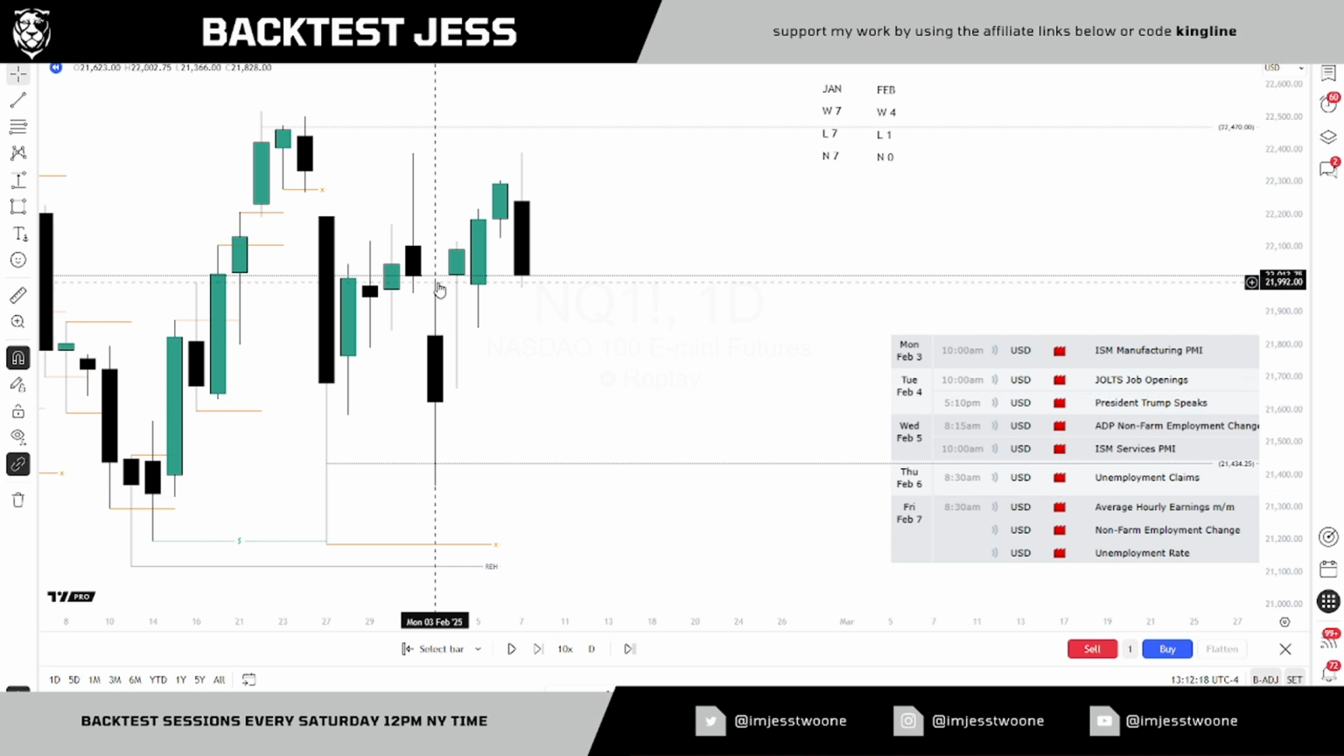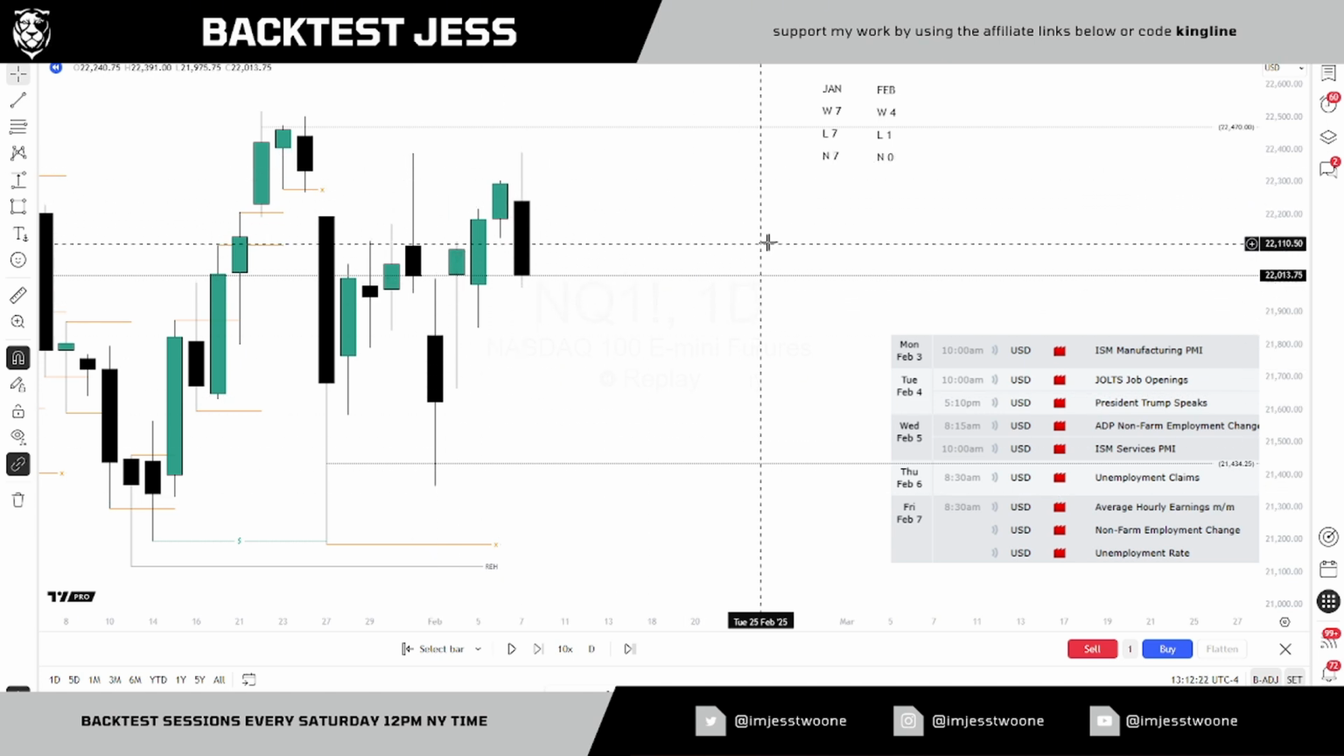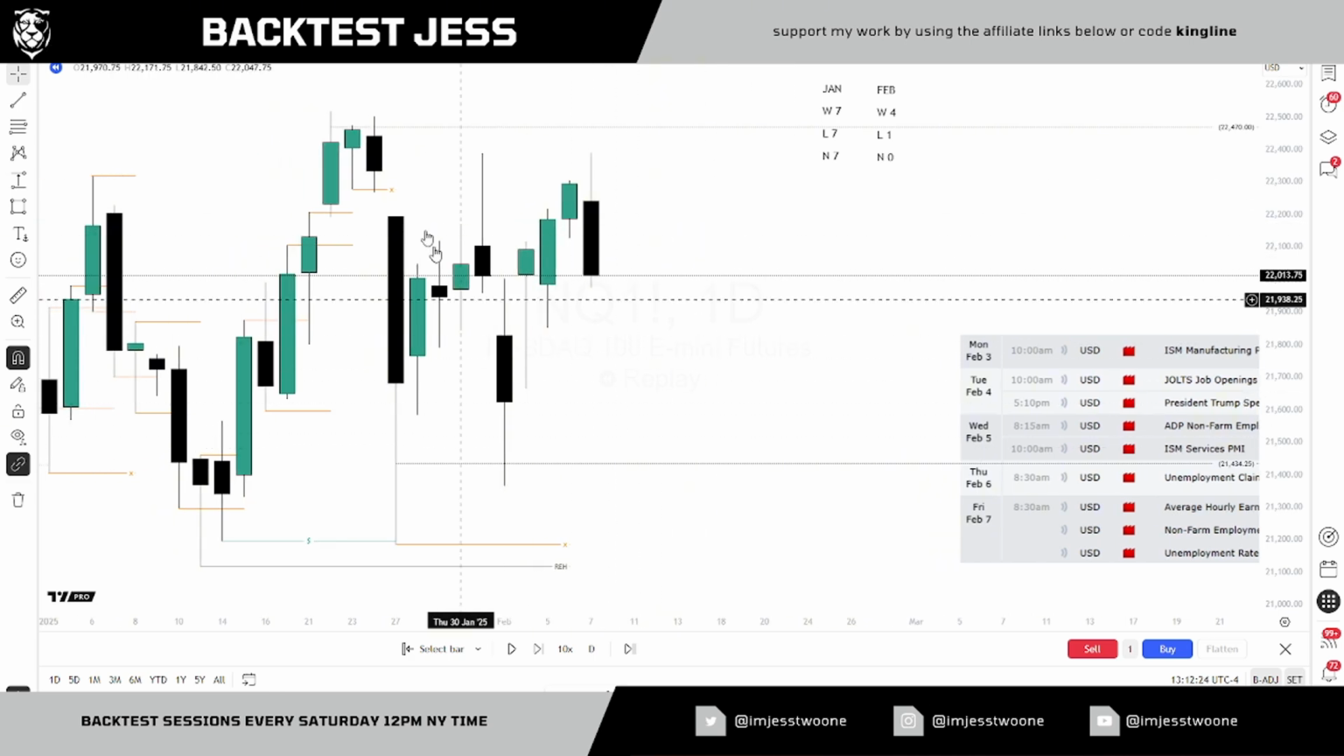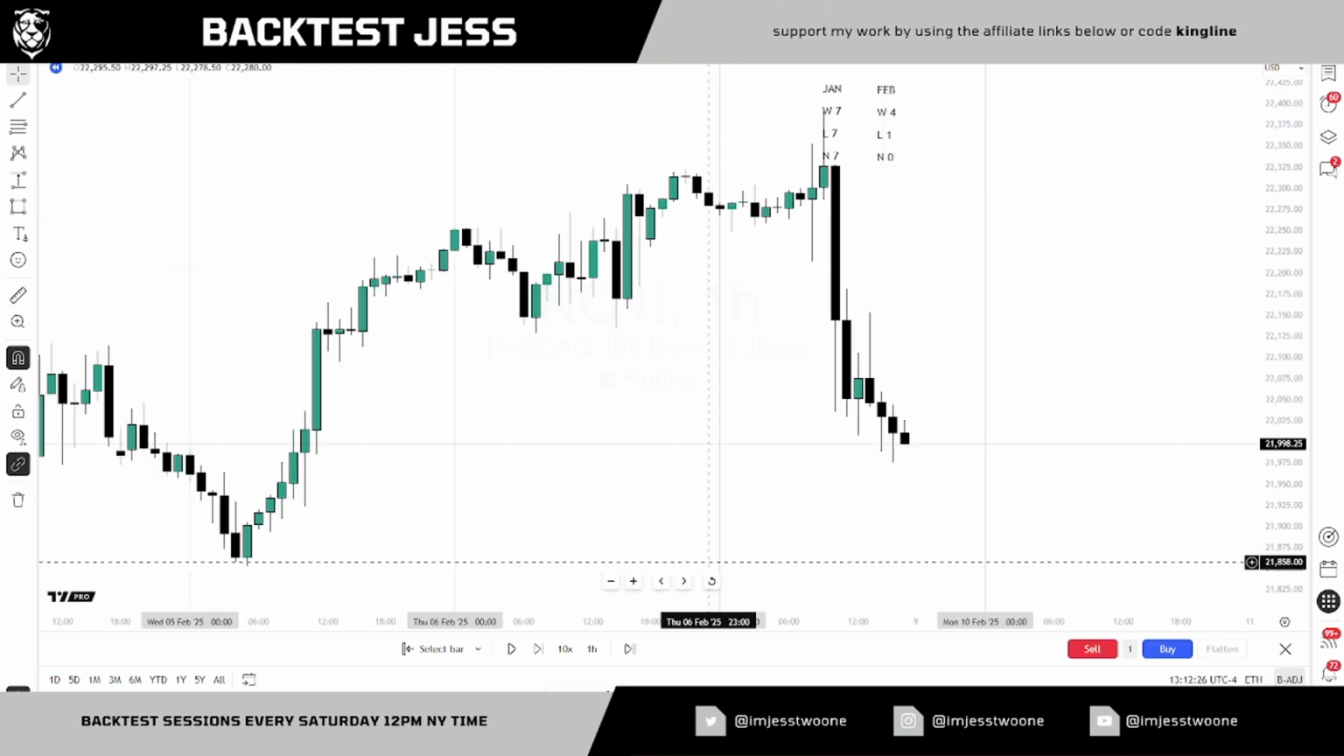So then from here, once we close above previous day high, we're simply aiming for previous day high, and every day was a win after that, right? So starting from Monday on the hourly chart.